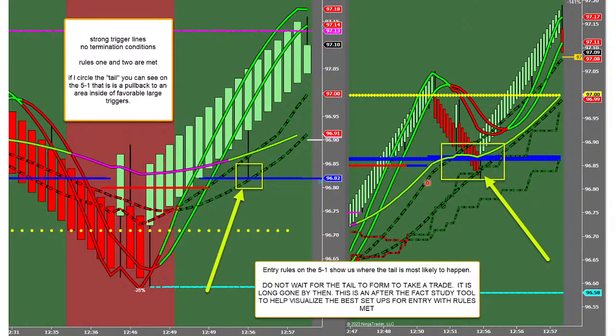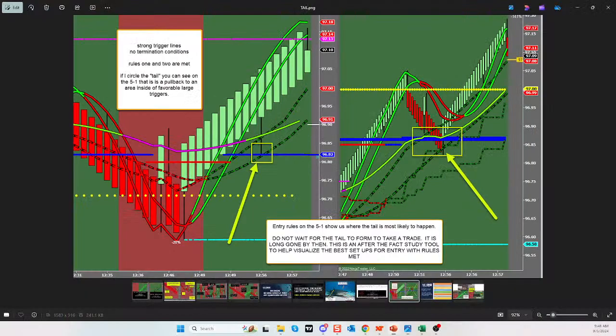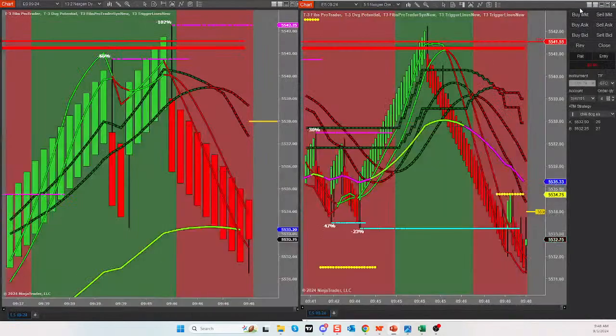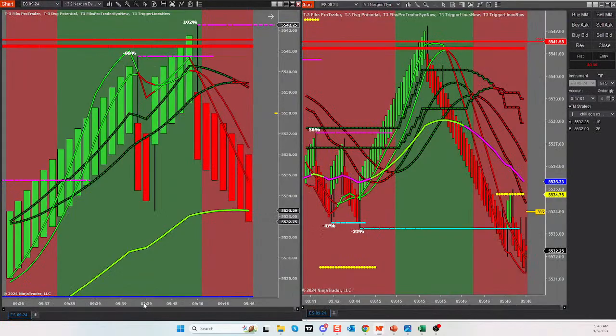Take that picture, annotate that chart, commit that look to memory. And that's how you're going to study the high probability trend trade, is to go back and really just see where it happens. So I'm going to do it here.